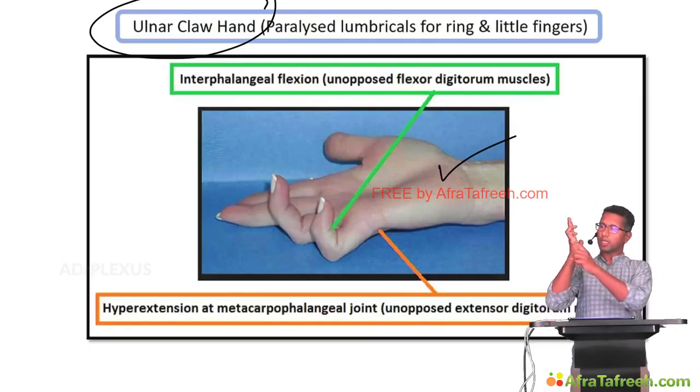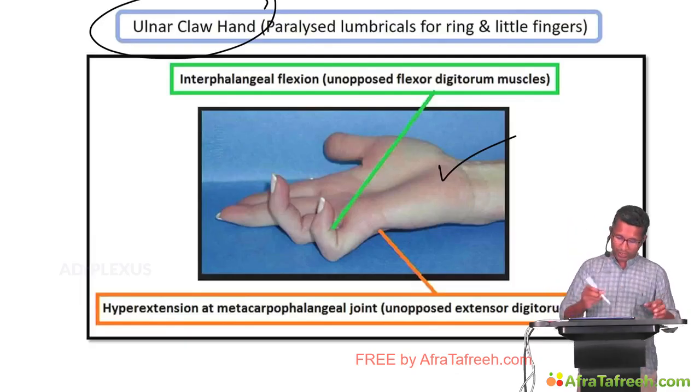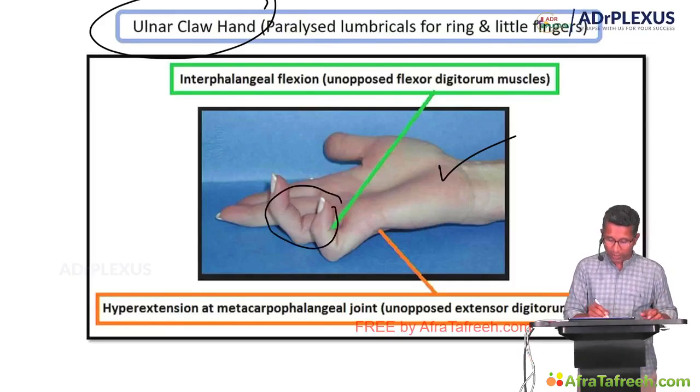In clawing, what is happening? Can you see? You can see the metacarpophalangeal joint is in extension and the proximal and distal interphalangeal joints are in flexion. Why? Because of the unopposed flexor digitorum muscles.